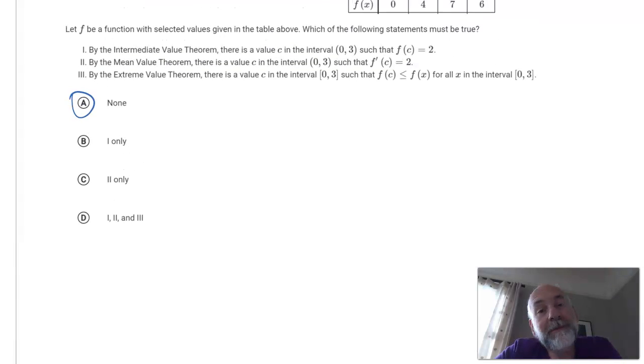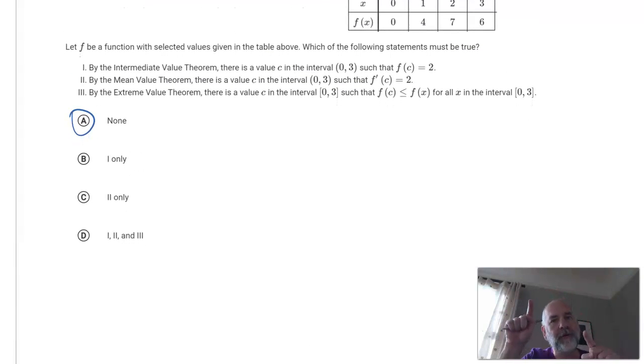Okay, that's the extreme value theorem. It's just saying if you're on a closed interval and you got two endpoints, then at some point in time, you're going to hit a maximum and you're going to have to hit a minimum as long as you're continuous over that closed interval.